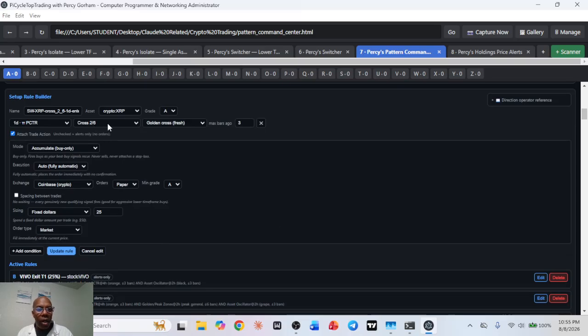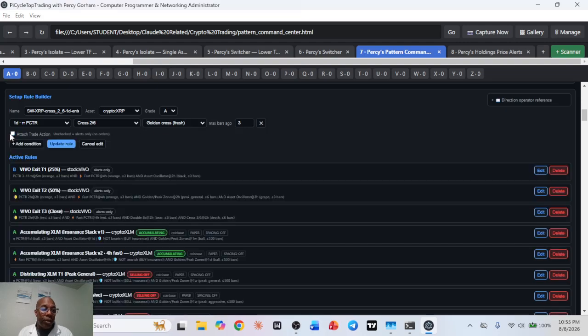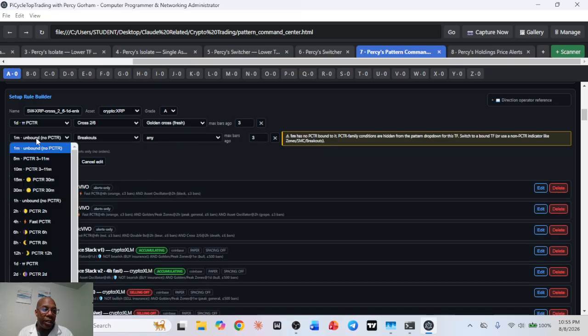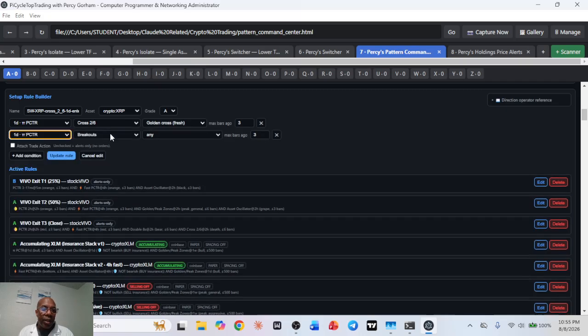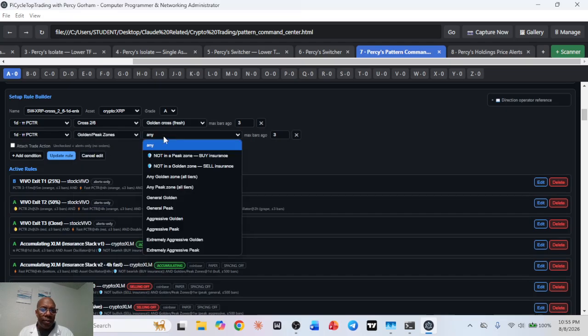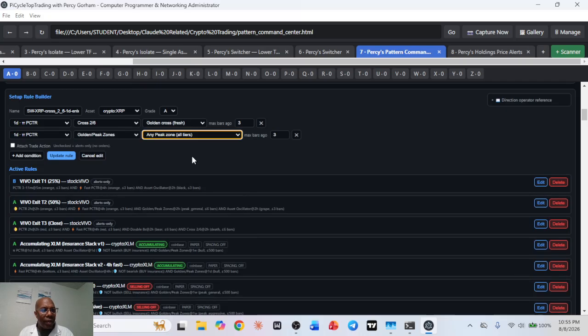And we can add more conditions on there. 26, cross, golden cross. That's big. That's different from the golden zone. That's big. And you can set more conditions on there if you wanted to. You simply add another condition. 1 day chart. You pick an indicator you want to layer on it. I want it to be in the peak zone. Any tier, right? Because what if it can go up a little more?